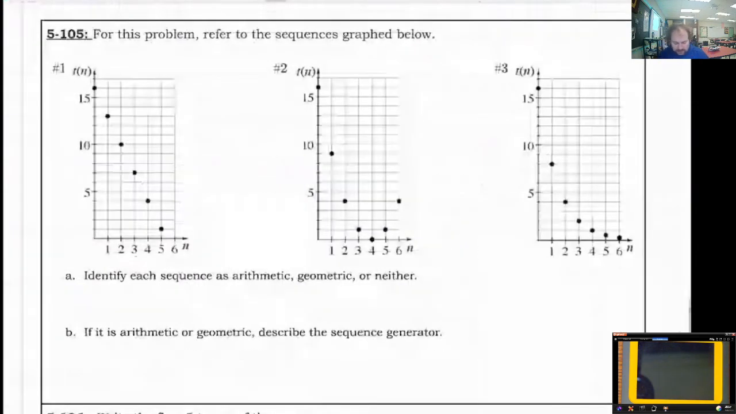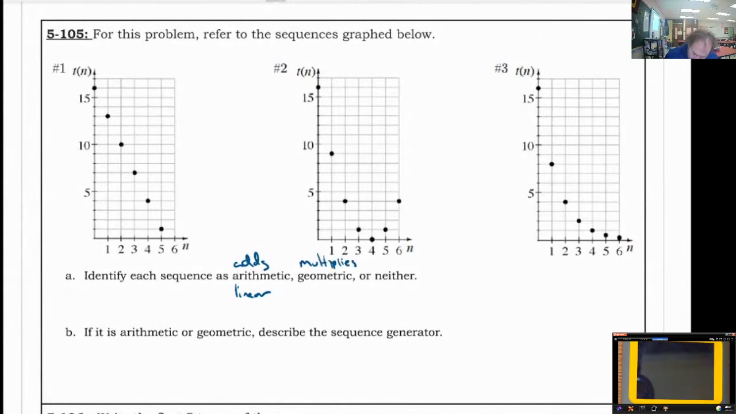5105, refer to the sequences graphed below. Identify each sequence as arithmetic, geometric, or neither. Okay, so arithmetic adds the same number every time and makes a linear graph. Geometric multiplies the same thing every time, and so makes a curvy graph. So we can at least take a look at a few of these things. I would say number 1 is definitely arithmetic, because it is going down by, it looks like, 3 every time.